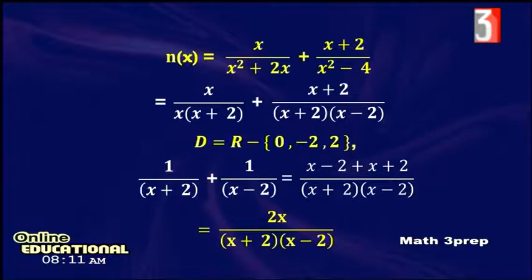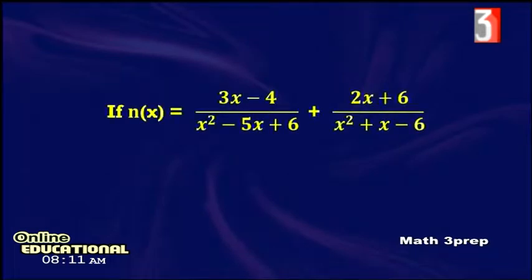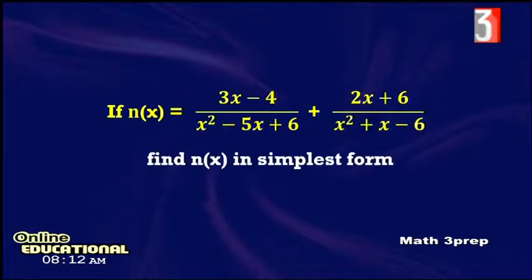Let us have another example. If n of x equals 3x minus 4 over x squared minus 5x plus 6 plus 2x plus 6 over x squared plus x minus 6, find n of x in simplest form showing the domain.